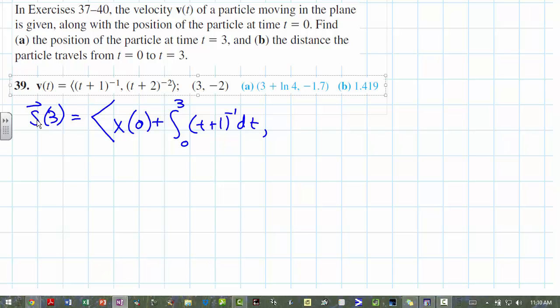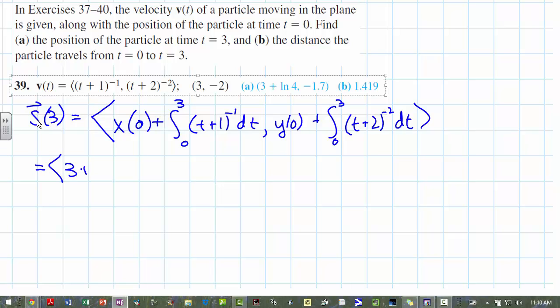What about the y portion? Well, we have some initial position, and then we have the displacement that's going on from 0 to 3, and in that case, that's of (t plus 2) to the negative 2 dt. So there's going to be our new position. Let's see if we can do some damage here. What is the initial condition?